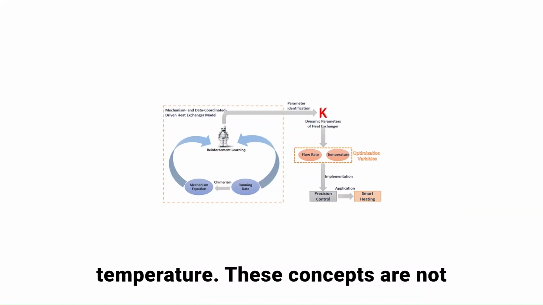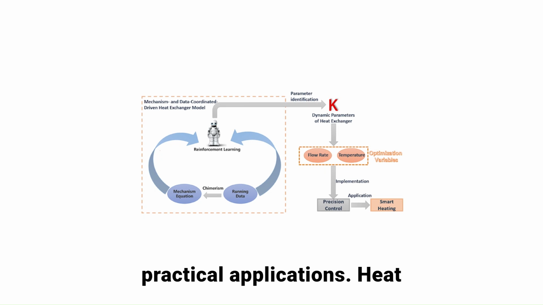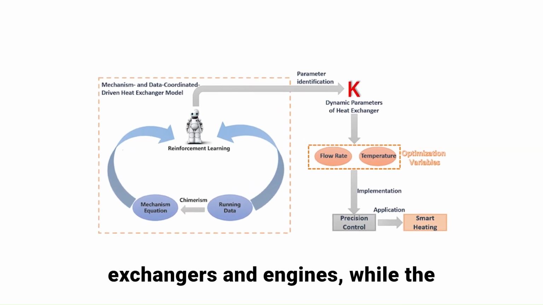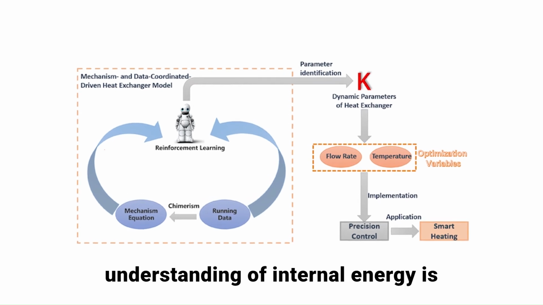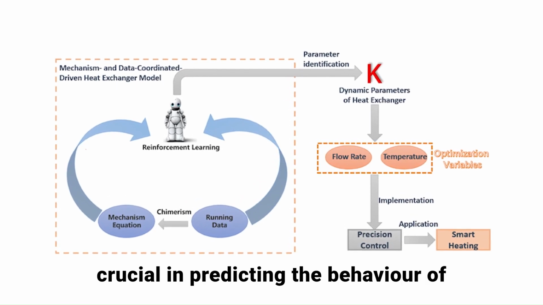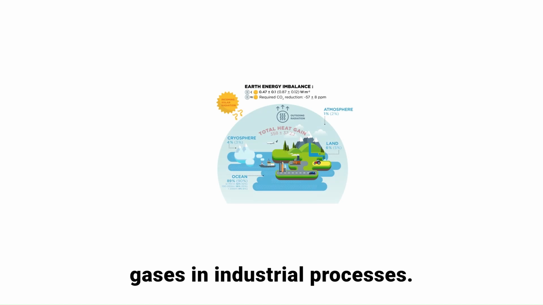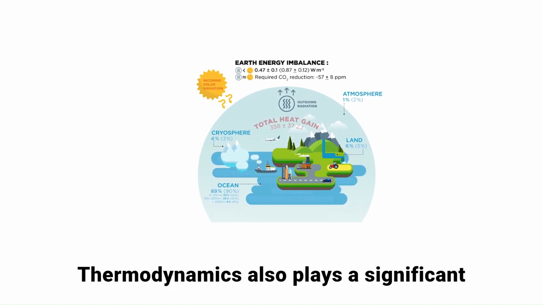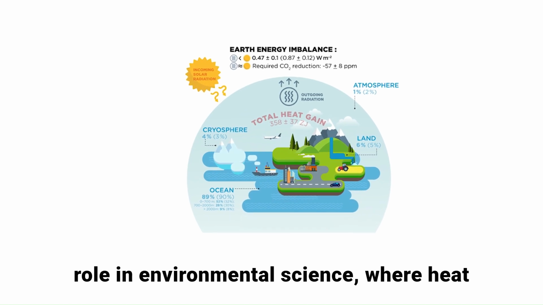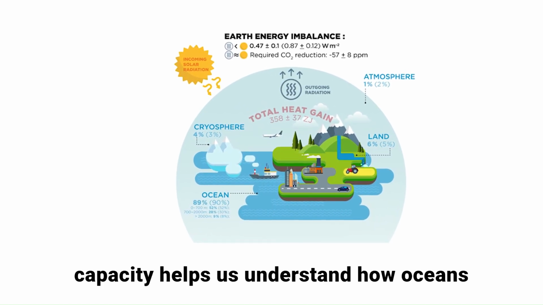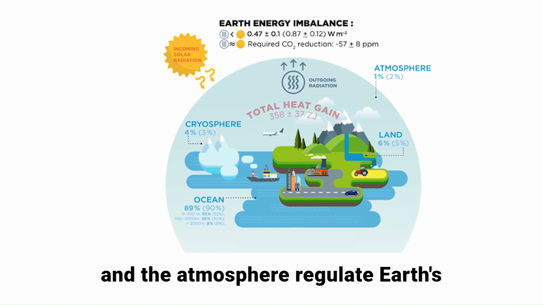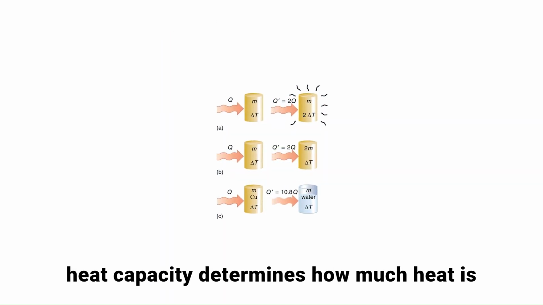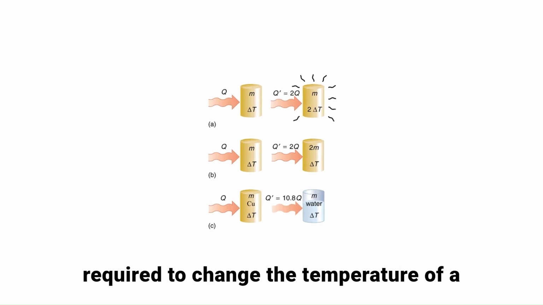These concepts are not just theoretical but have numerous practical applications. Heat capacity is used in designing heat exchangers and engines, while the understanding of internal energy is crucial in predicting the behavior of gases in industrial processes. Thermodynamics also plays a significant role in environmental science, where heat capacity helps us understand how oceans and the atmosphere regulate Earth's temperature.